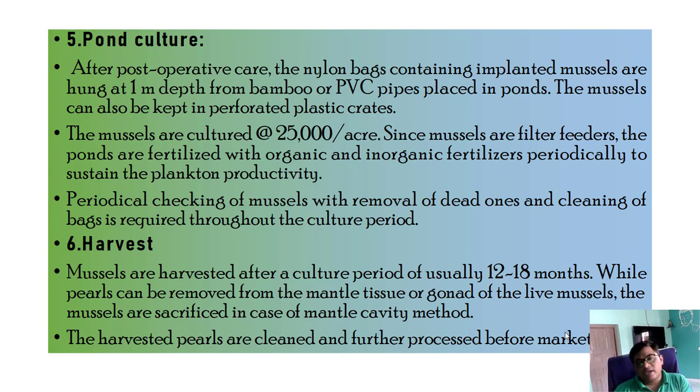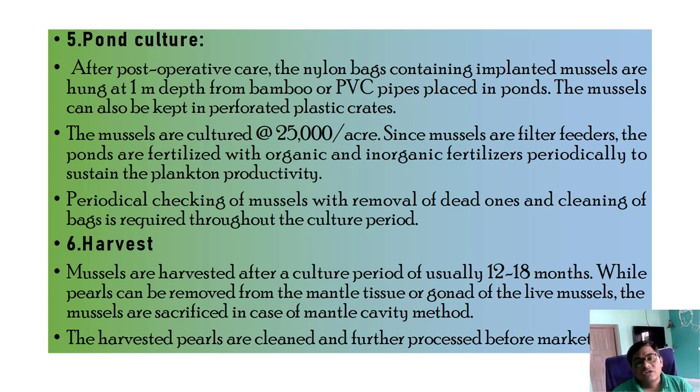After post-operative care, the nylon bags containing implanted mussels are hung at 1 meter depth from bamboo or PVC pipes placed in ponds. The mussels can also be kept in perforated plastic crates, and the mussels are cultured at the rate of 5000 per acre. Since mussels are filter feeders, the ponds are fertilized with organic and inorganic fertilizers periodically to sustain the plankton productivity. Their natural food is plankton.